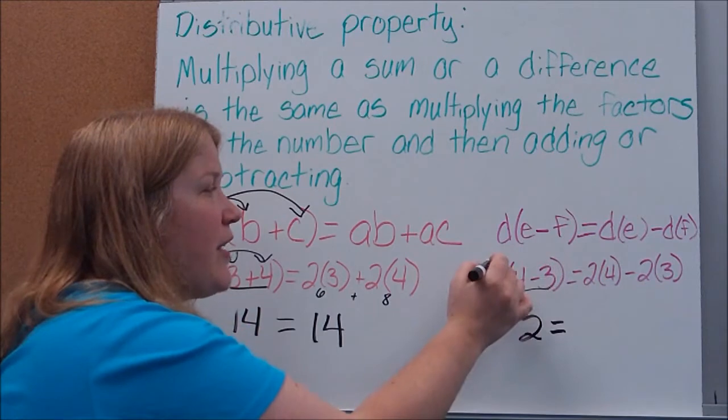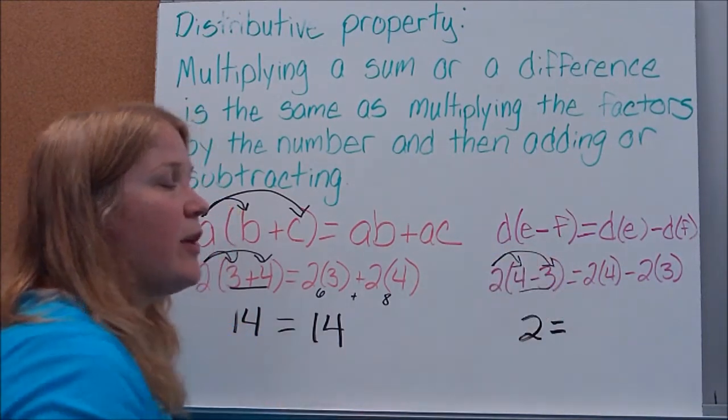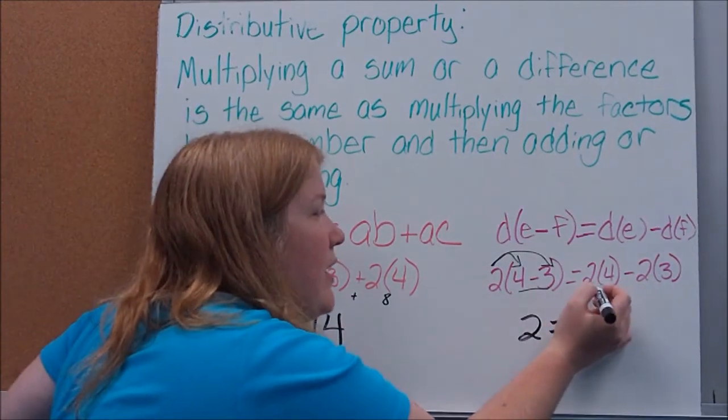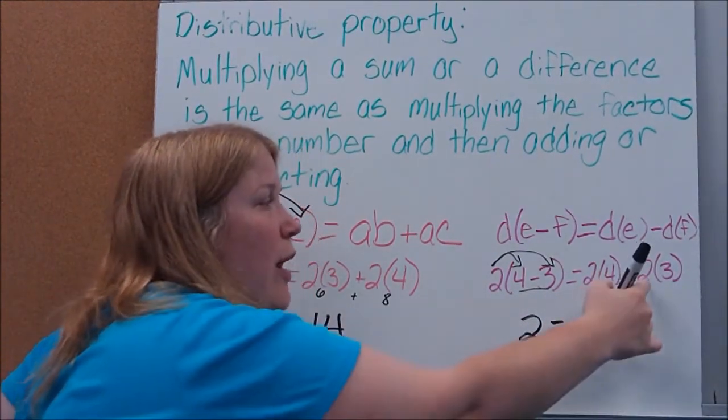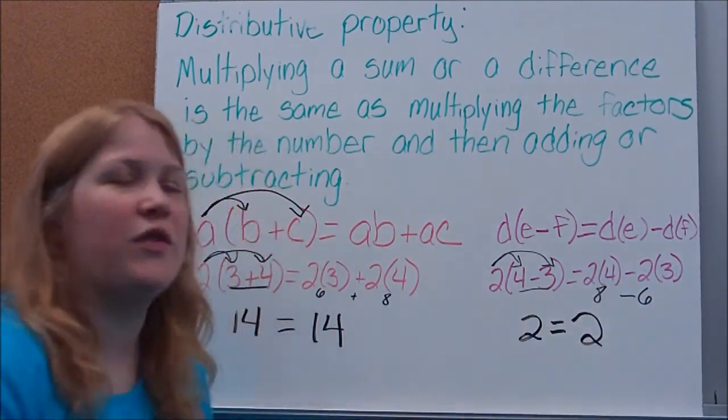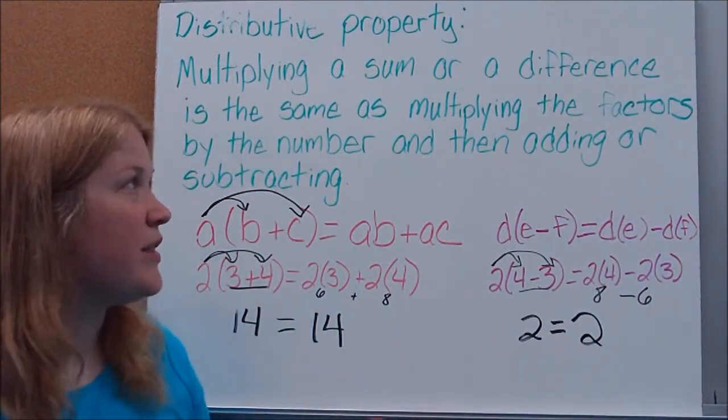Here, what I've done on the other side is I've taken the 2 and I've distributed it. So I'm going to multiply it by both of my factors. 2 times 4 is 8. That's a subtraction problem. 2 times 3 is 6. 8 minus 6 also gives me 2. So you'll see it works either way.